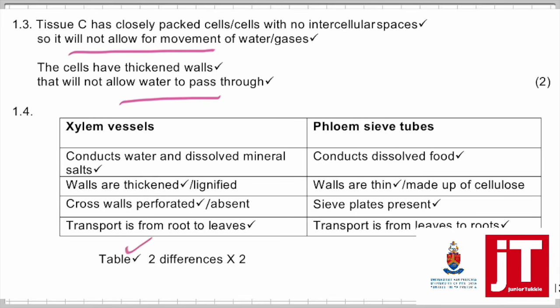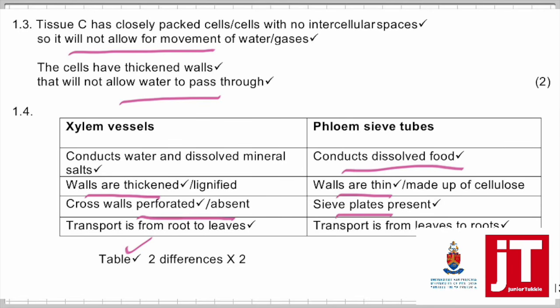Firstly, you draw a table and you get a mark for the frame, the columns, the headings, and the rows, the horizontal lines. And xylem vessels transport water and dissolved mineral salts. Phloem conducts or transports dissolved food. Xylem vessels, the walls are thickened or lignified. The phloem sieve tubes, the walls are thin. Xylem vessels have cross walls that are perforated, as in the tracheids, or they could be absent. Here the sieve plates are present in the sieve tube.